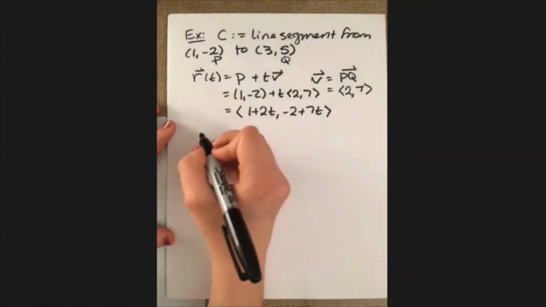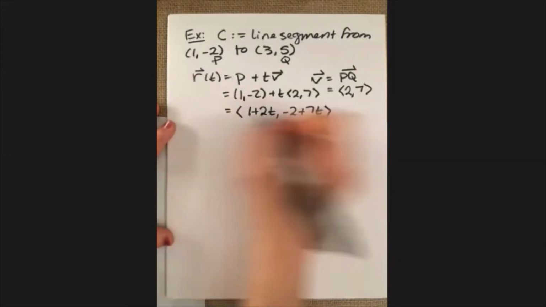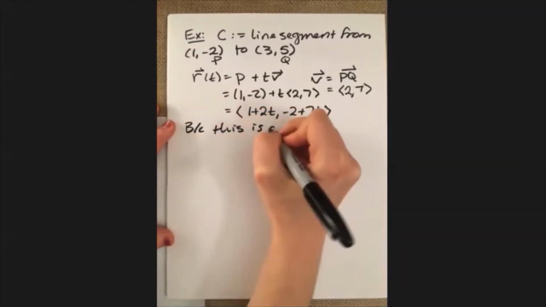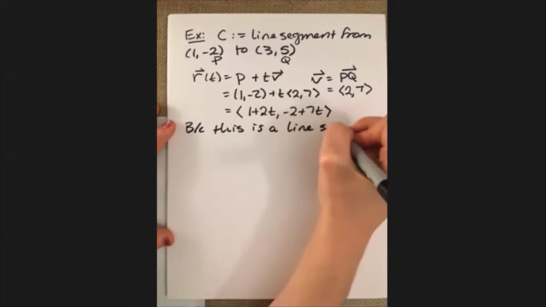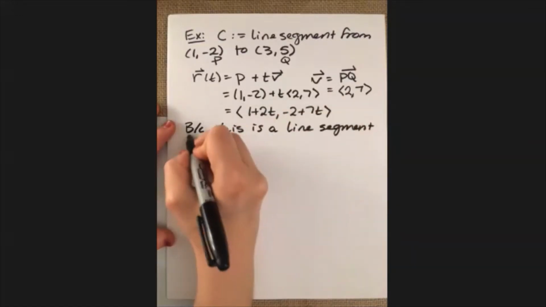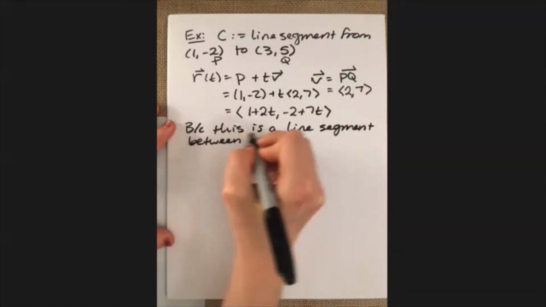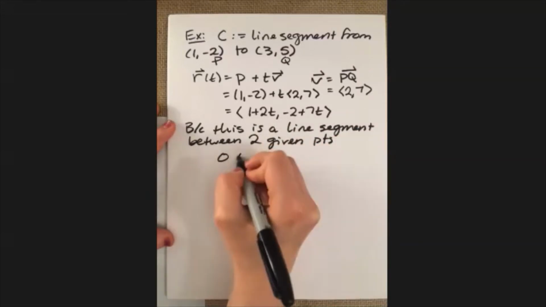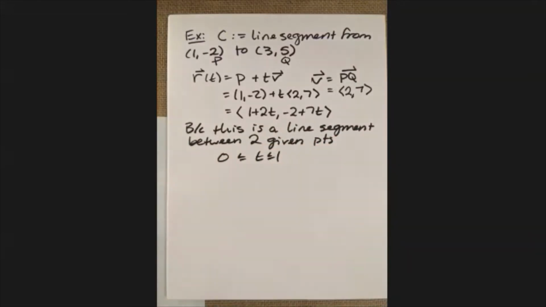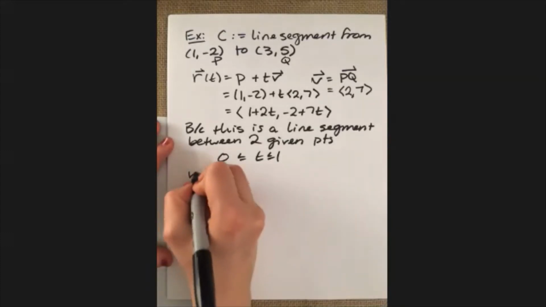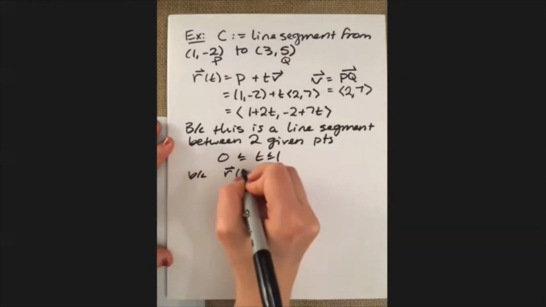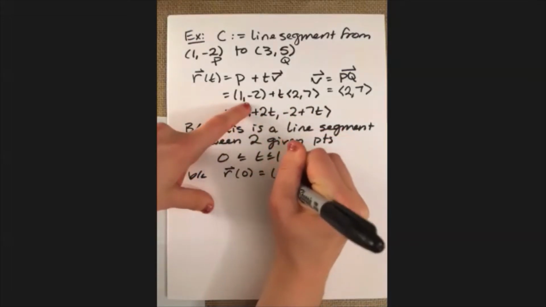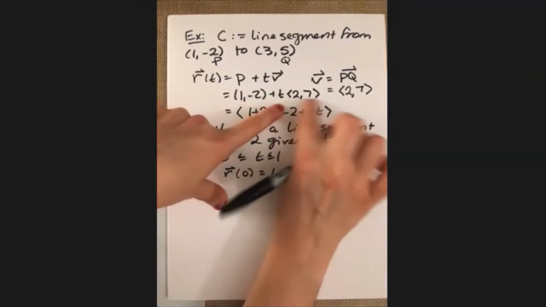So because this is a line segment between 2 given points, 0 is less than or equal to t, less than or equal to 1. And the reason behind this is that if you take r of 0 and plug this in, we're just left with (1, -2), because this whole piece drops off.